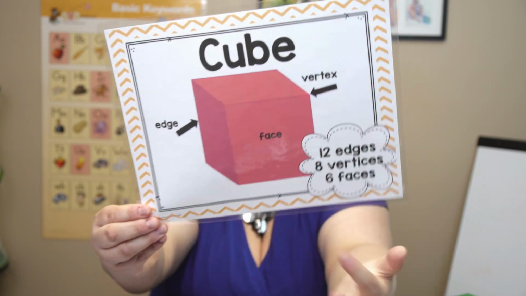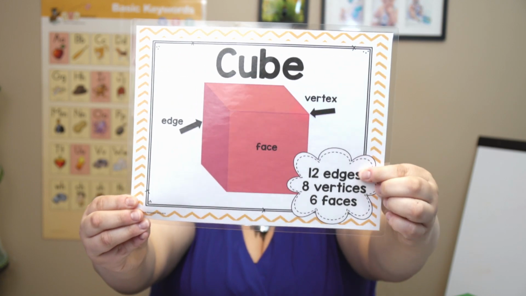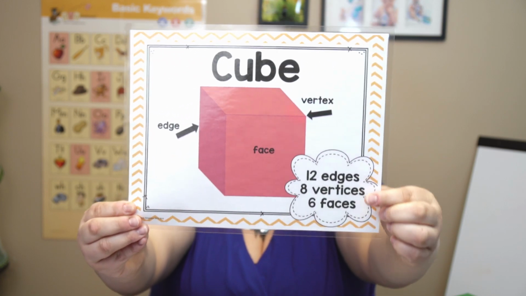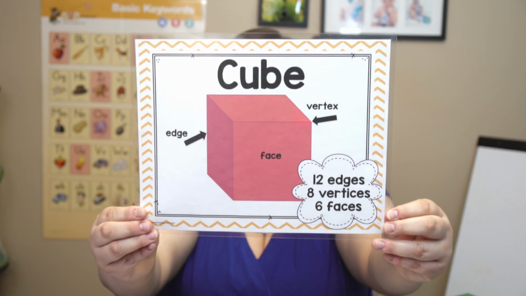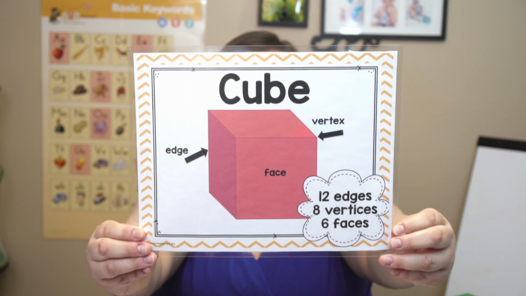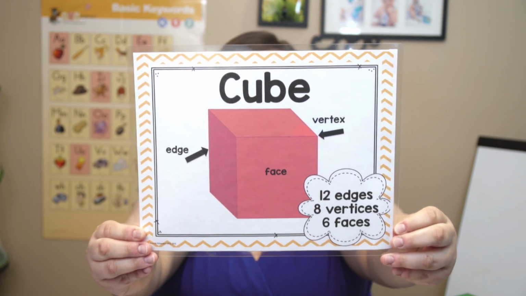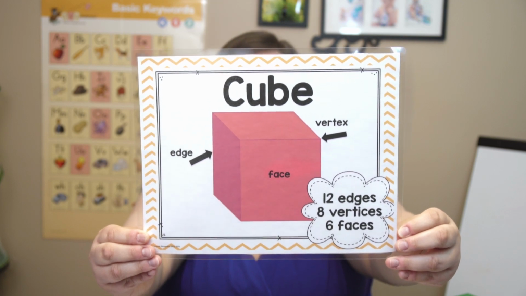Cube. I told you it has a square face. It has 12 edges, 8 vertices, and 6 faces. Cube. A cube is like a box. 3D shapes are fat, not flat. A cube is like a box. Cube.